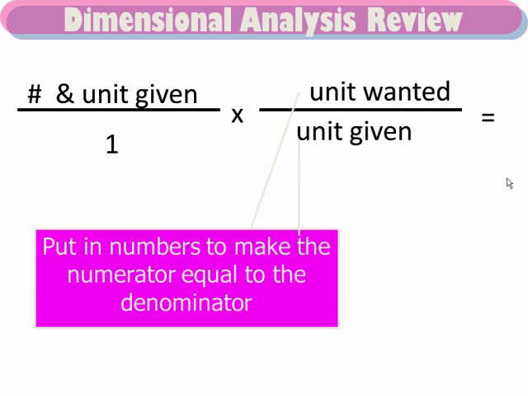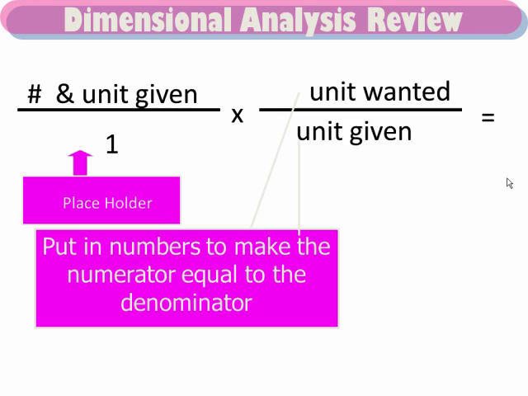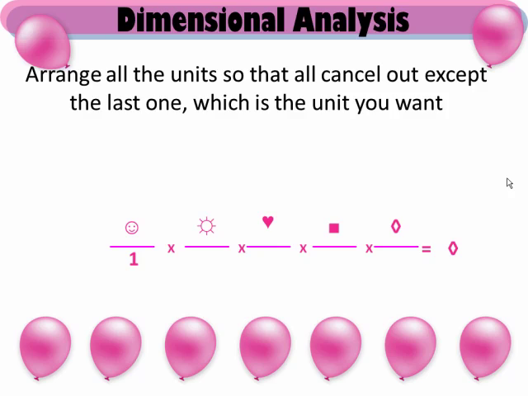Okay. And then after we've plugged in the units, we're going to put in the numbers in our conversion factor, and those numbers make the numerator equal to the denominator. And just as a reminder, that 1 we put underneath our given unit is just a placeholder. It doesn't have any units. After all of that's done, we should be able to mathematically solve and get a number and the unit we wanted.